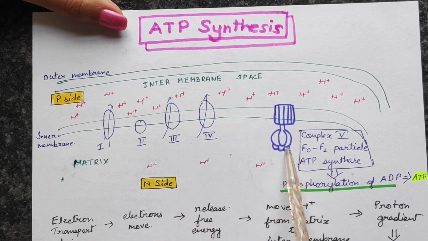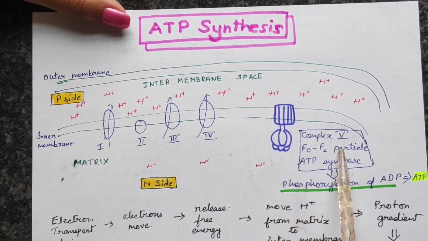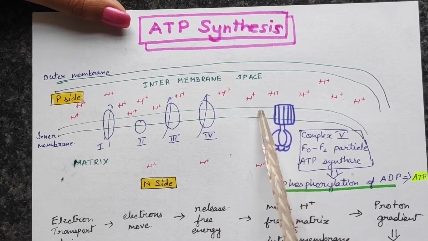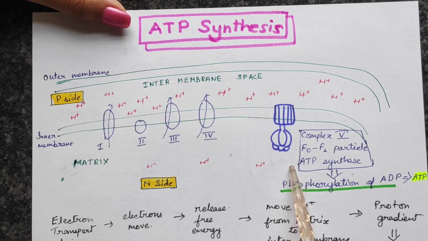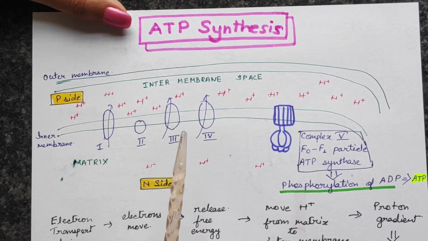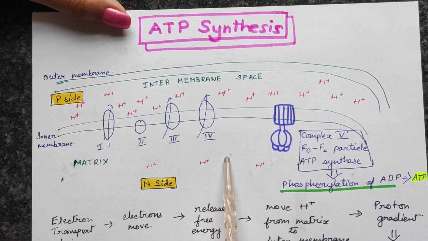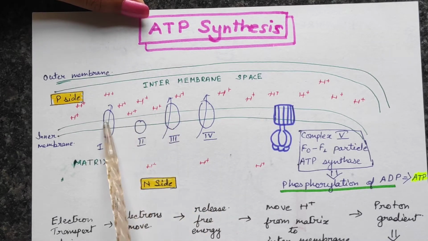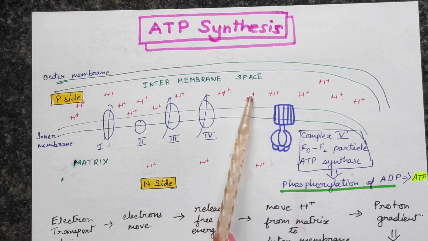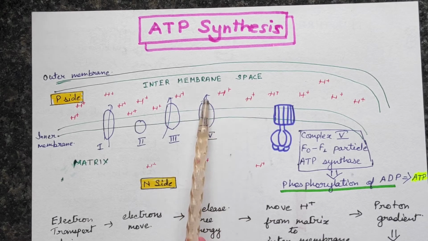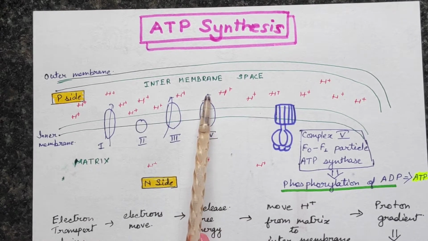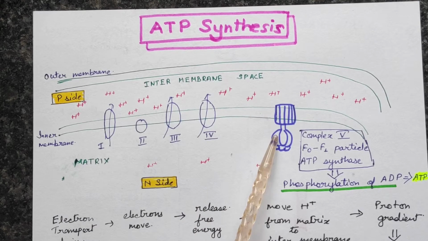Now there comes the fifth complex, which is called complex 5. It is also called the F0F1 particle, or the ATP synthase. This is the complex where ATP is synthesized. Now in the respiratory chain till complex 4, the main focus of these complexes was to accumulate the proton gradient across the membrane, so that this energy can be utilized to produce ATP.